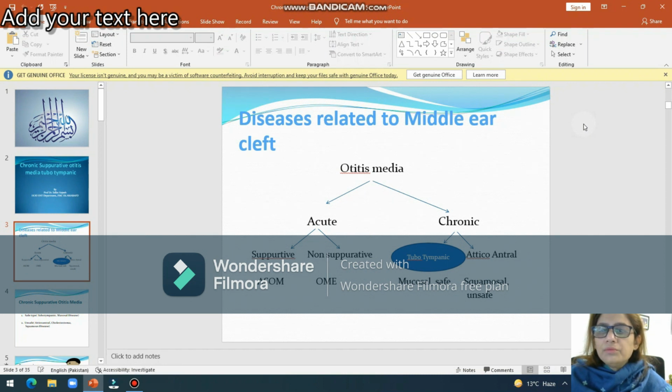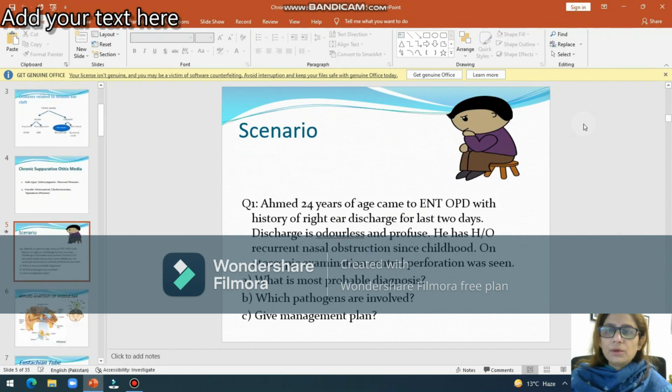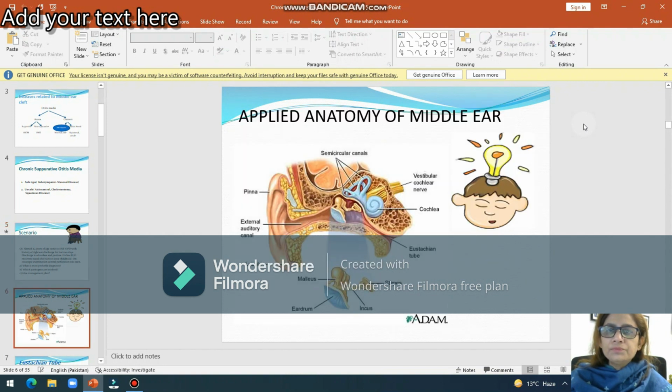In chronic type, we have two types of chronic suppurative otitis media, tubotympanic and atticoantral type. Tubotympanic is the mucosal disease, it is safe type, and atticoantral is the squamosal disease and it is unsafe type. So in unsafe type, we might have cholesteatoma, as it is squamosal disease and presence of squamous epithelium in the wrong place. So by the end of this lecture, we will discuss this scenario.